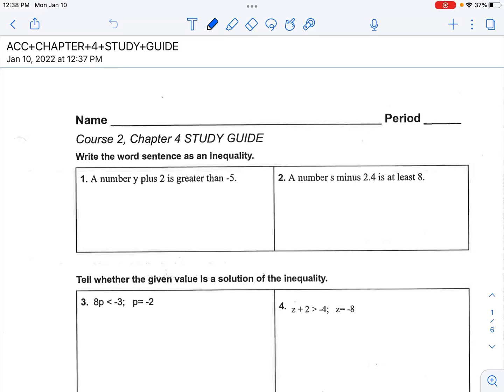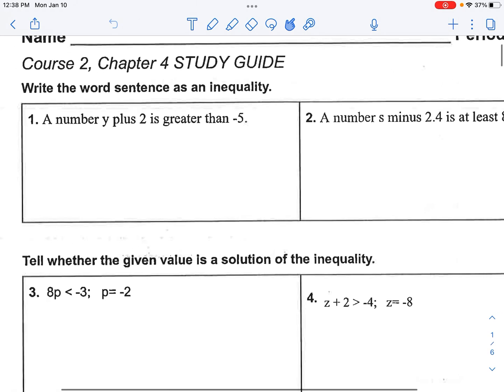Hello, everybody. All right, so you have your Chapter 4 test coming up over inequalities. So you should have your study guide, your paper copy out in front of you, or if you have been sick at home, split your screen. All right, first thing we need to know how to do, write the word sentence as an inequality.